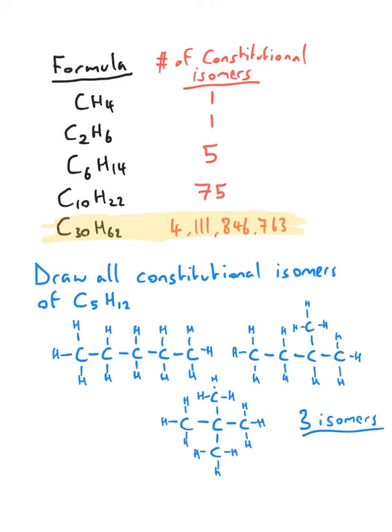and here are the answers. Notice how there are only 3 isomers. You may have drawn more, but these are just repeats, as showcased in this example.